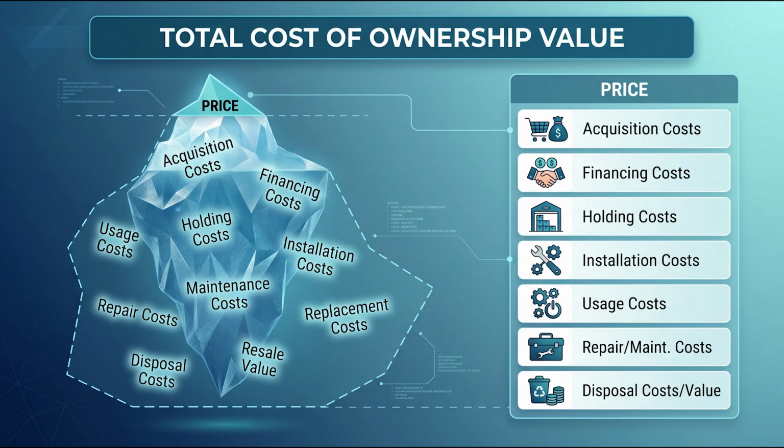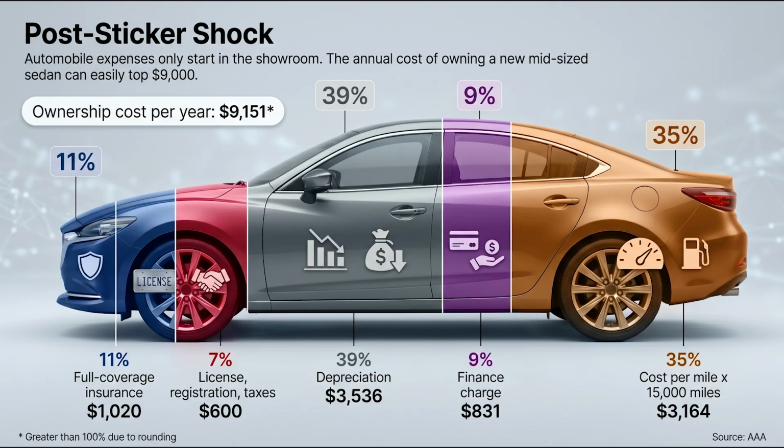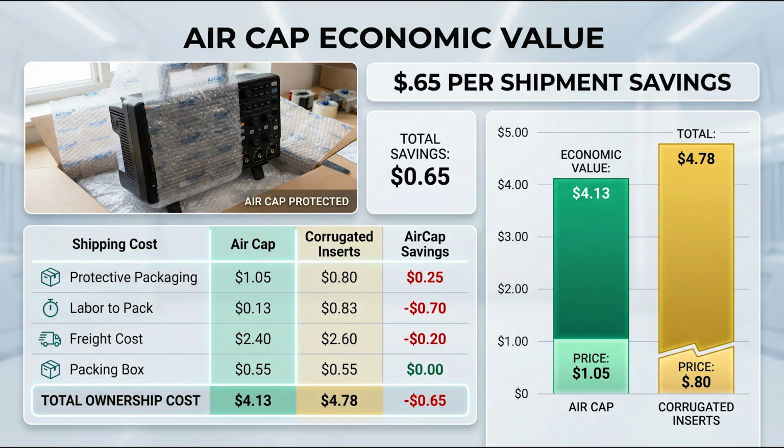A third customer value analytic is the total cost of ownership. This value analytic considers the total cost of acquiring, owning, and disposing of a product. For example, the annual cost to own a mid-sized sedan is $9,151 based on the ownership costs. When ownership costs are benchmarked against a competitor, we can estimate ownership value in dollars based on net savings. For example, AirCap Wrap can save 65 cents per shipment for this customer application, despite a higher price.